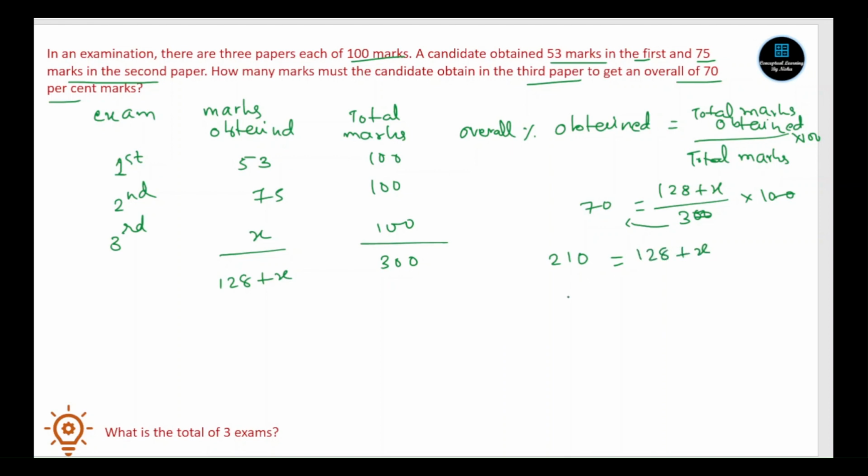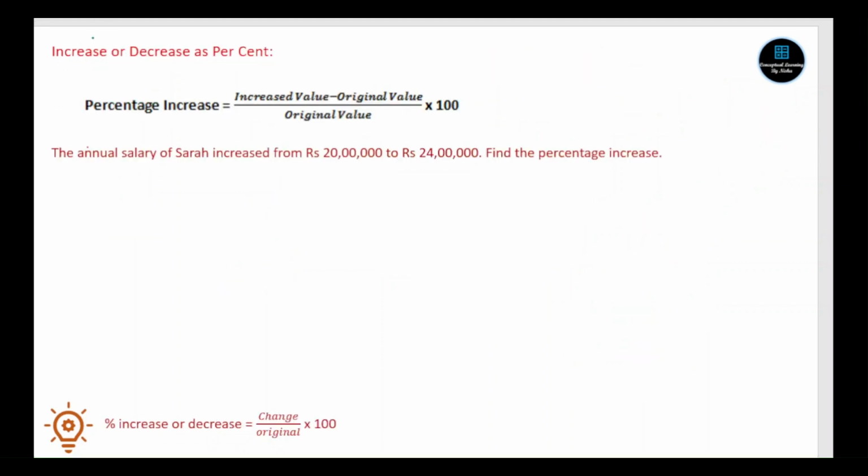Now we know how to solve that. Correct? So if we solve, x is equal to 210 minus 128, and on solving that, you'll get 82 marks. Correct? So she has to obtain 82 marks in the third paper. I hope you get it. Alright. Well done.